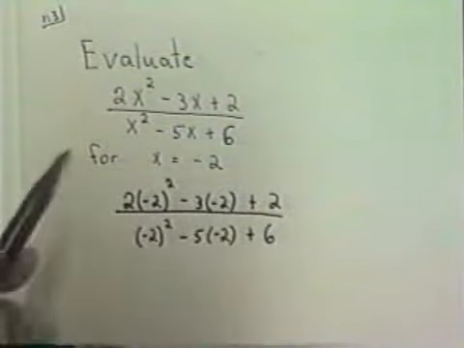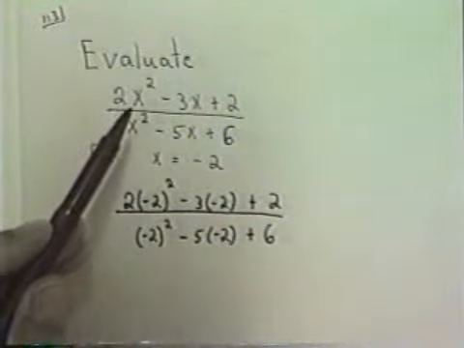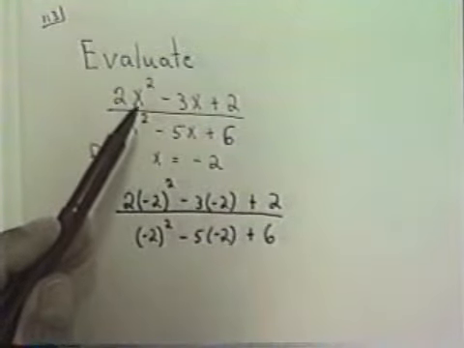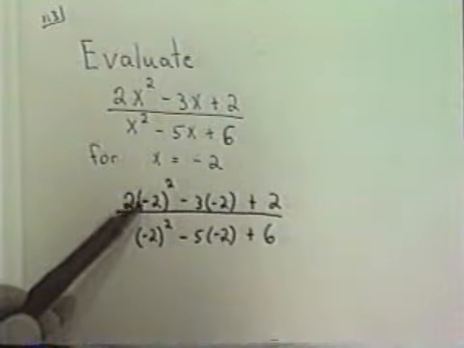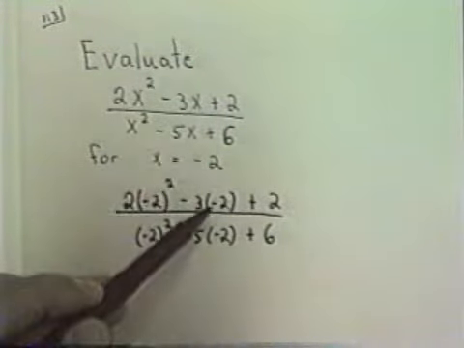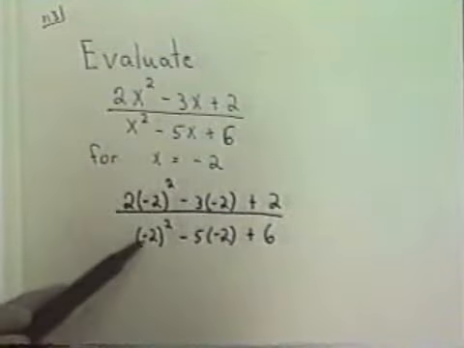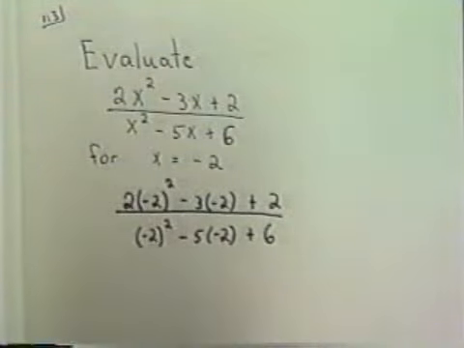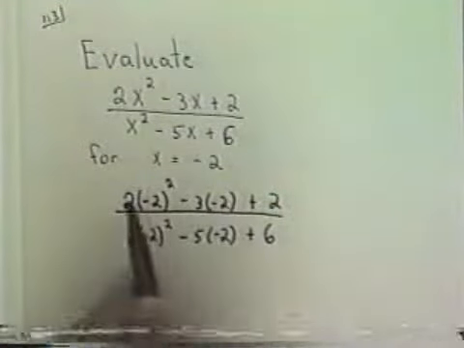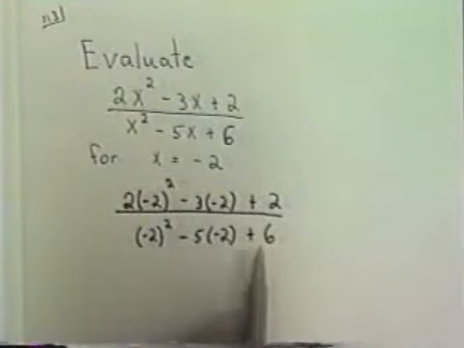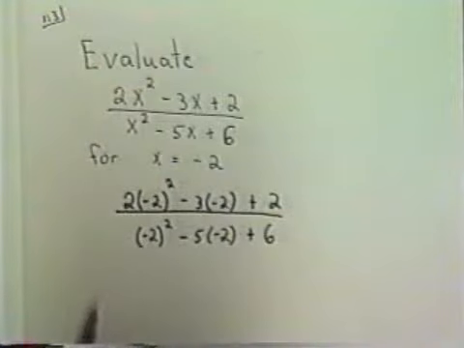So you can see that what I have done in each case, I have replaced the x by its value of negative 2. In place of x, I have negative 2, in each place. Now we need to do what's in the numerator first, and then we need to do what's in the denominator.